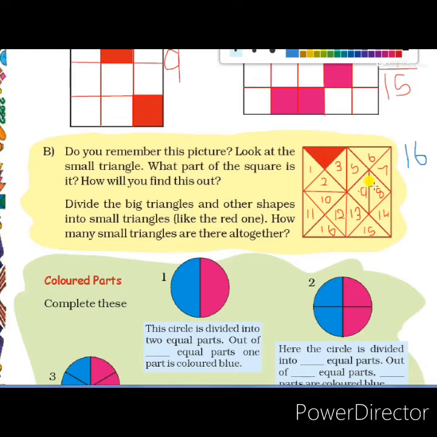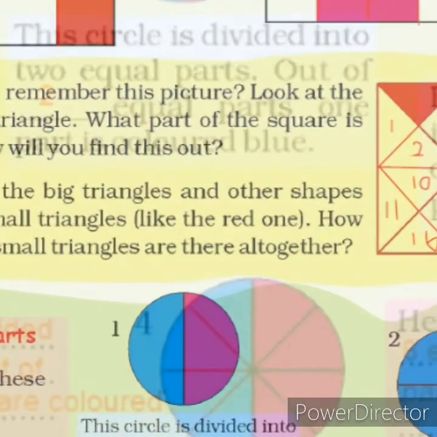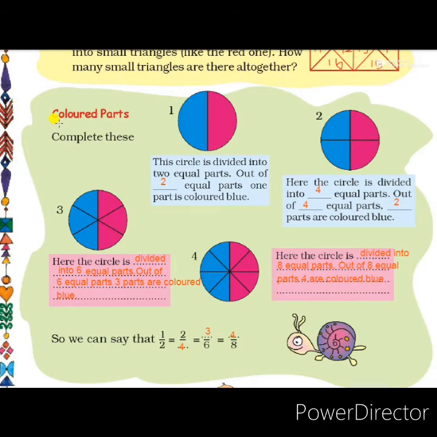Now we will move to our next topic, colored parts. In this part we have been given 4 circles and each circle is divided into equal parts of different numbers. See the first figure. In this first figure, the circle is divided into 2 equal parts. Out of that 2 equal parts, one part is colored in blue. So we have to complete that sentence in that question. The circle is divided into 2 equal parts. Out of 2 equal parts, one part is colored blue.